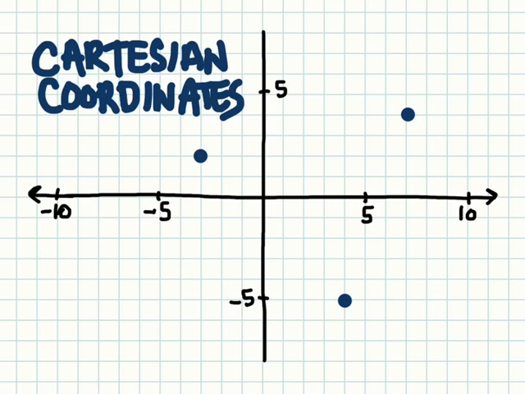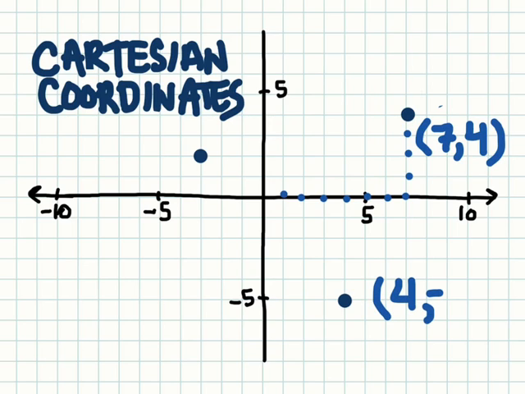So in this case, this first point here, you go 1, 2, 3, 4, 5, 6, 7 units out. So the first coordinate is 7, and then 1, 2, 3, 4 units up. So the second coordinate is 4. So those are the Cartesian coordinates of that point. Now the other points I labeled, this will have coordinates 4, -5, and this point will have coordinates -3, 2.